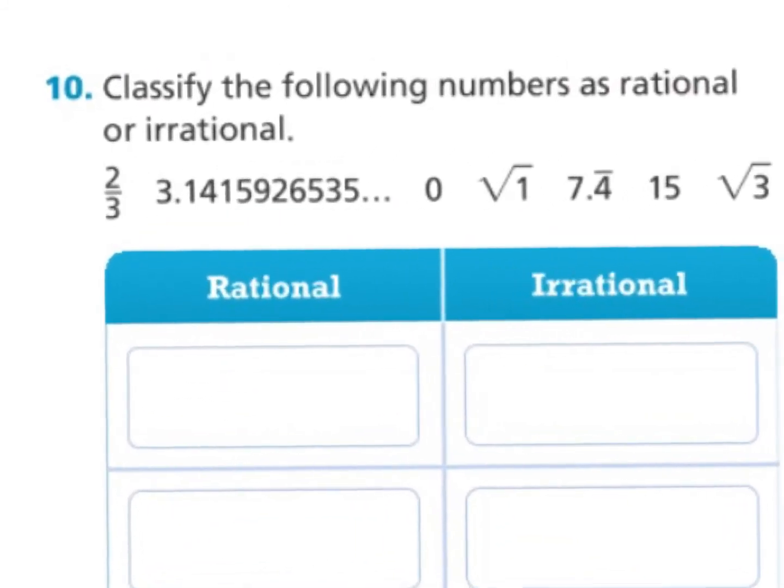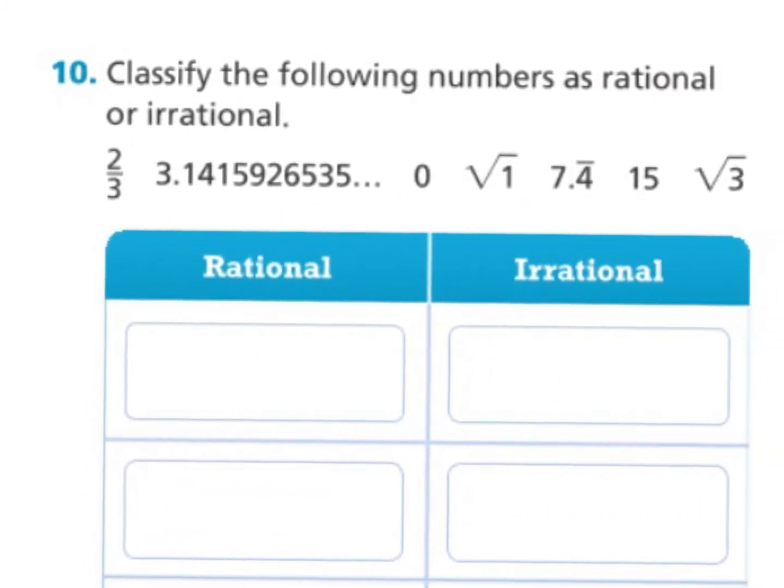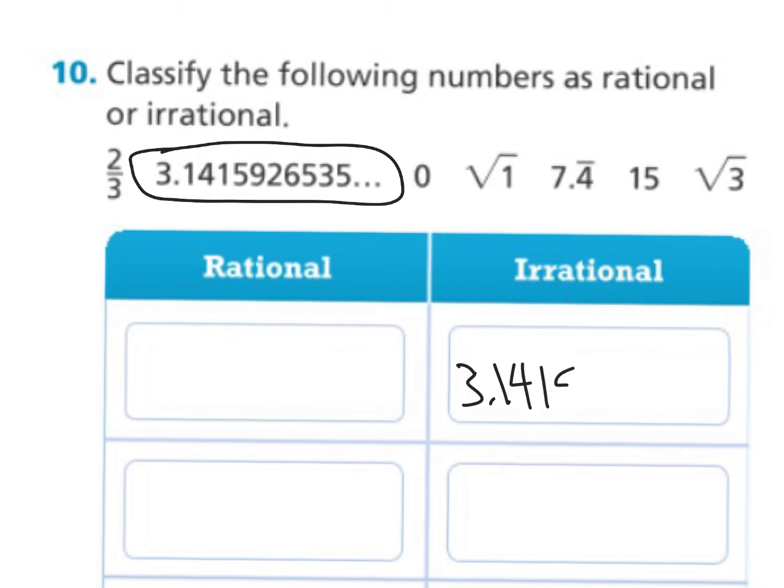Number 10, they want us to classify these numbers as rational or irrational, similar to what we did in the book a minute ago. So if we look at these, we've got one here that's a big long decimal, keeps going, doesn't repeat itself, so that's going to be irrational. Okay, 3.14159265535, and so on. And that is pi, keeps going, doesn't repeat.